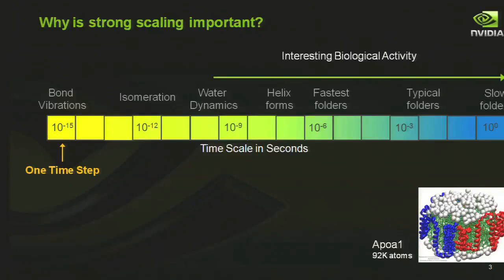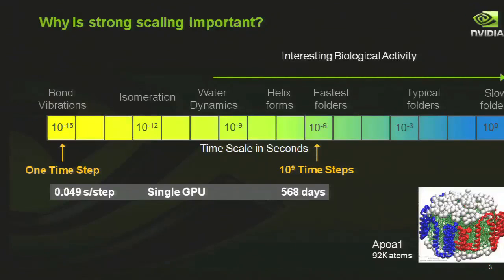Say I had a scientist and he cared about simulating a microsecond of simulation. That's like 10 to the 9 time steps that he would need to do. If he was to use a single GPU and the code that was Nambe 2.8 about 2 years ago, that would mean he'd have to wait more than 2 years. So that's sort of sad.